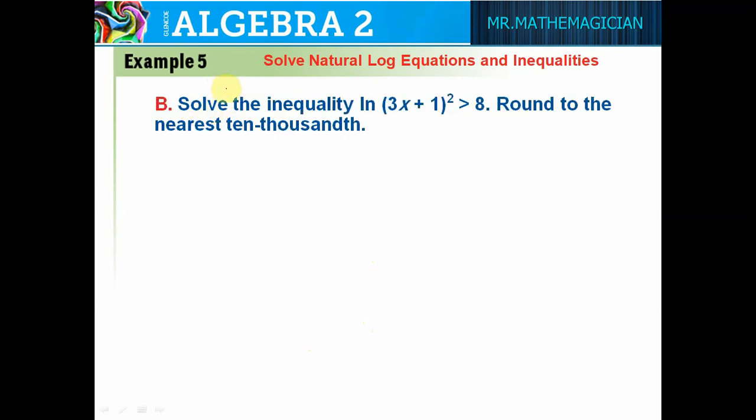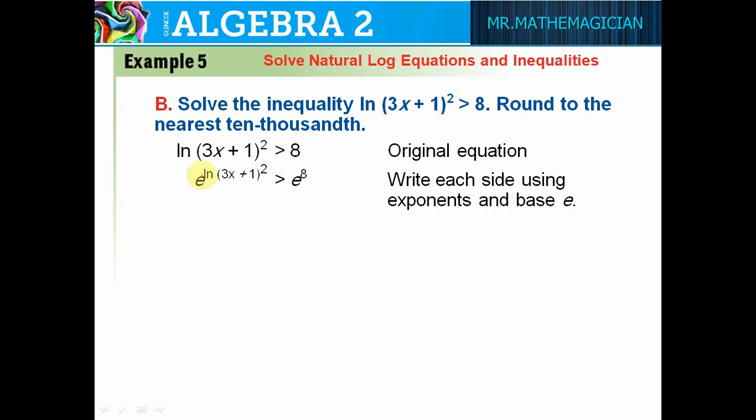Solving inequalities. Solve the inequality ln of 3x plus 1, to the power of 2, is greater than 8, and round to the nearest 10,000th. So this is the original inequality. Let's take e to the power for both, meaning base e for both sides. e will cancel the ln, so this will be 3x plus 1 to the power 2 is greater than e to the power 4, all to the power of 2, because e to the power of 8 can be expressed as e to the power of 4 all to the power of 2.